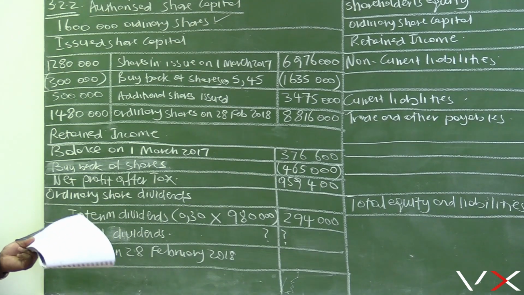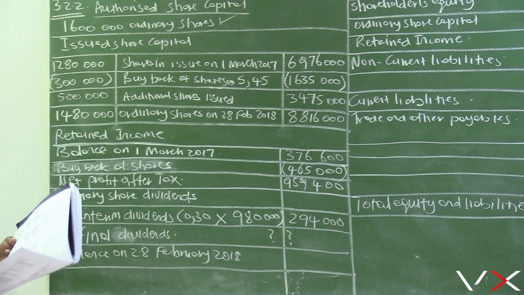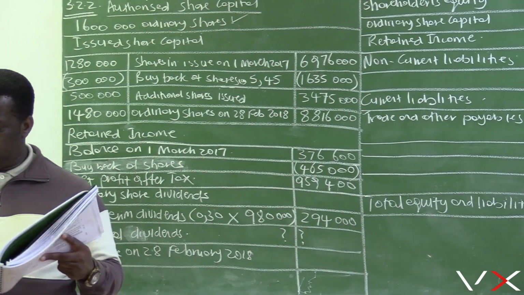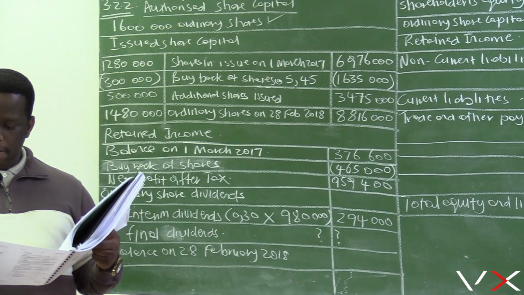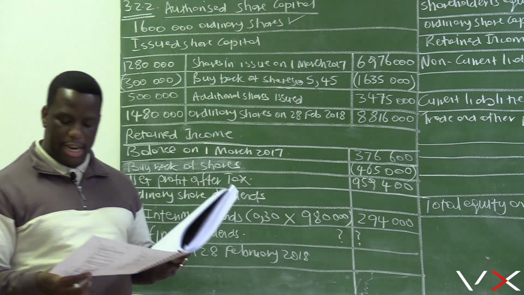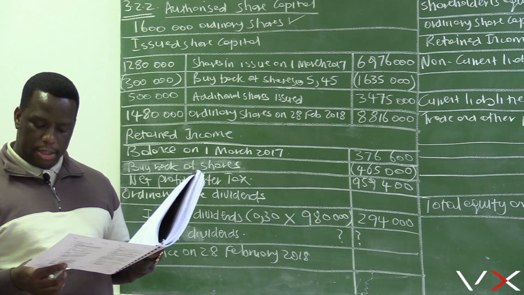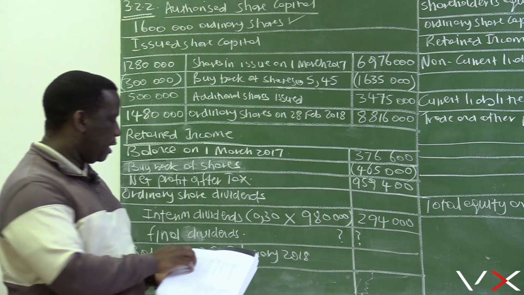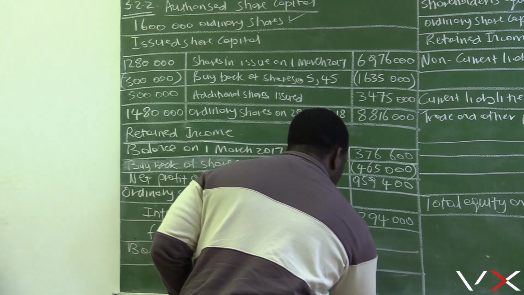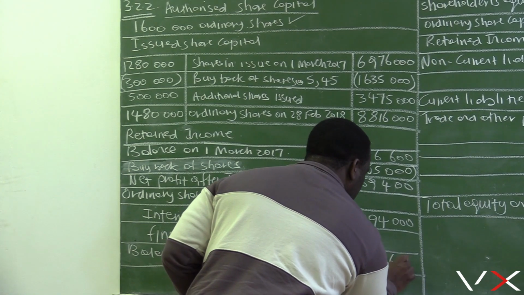So this amount is then going to be a balancing figure. So let's check. Do we have the balance on 28 February 2018 for retained income? Yes, on page 8 it is given. And then information A, there we have the opening balance, which has already been recorded, 376,600, and we also have the closing balance of 384,600.